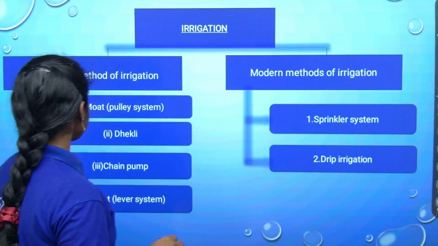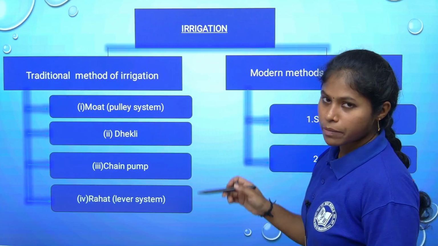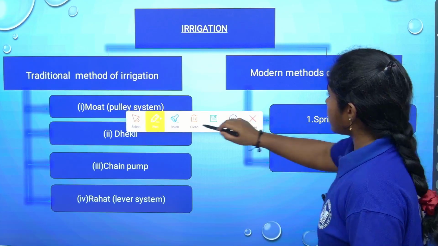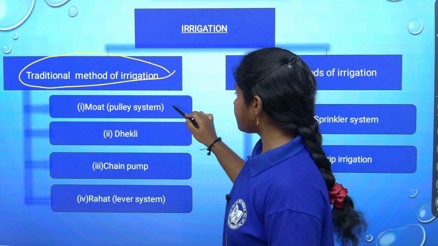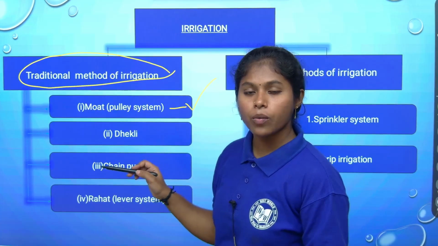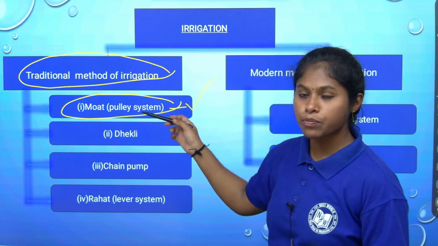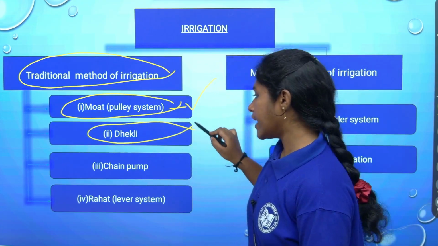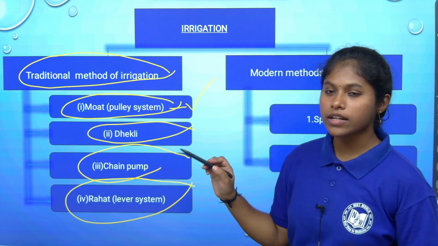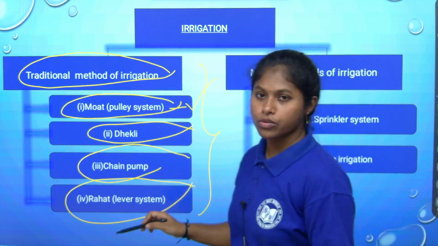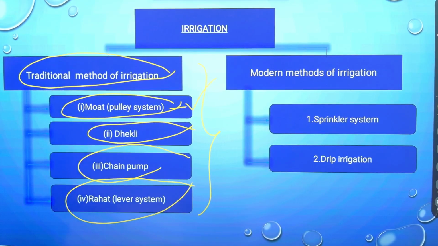See children, we discussed the modern methods, sprinkler system and drip system, right children? We did not discuss the traditional methods of irrigation in the previous class. What are the traditional methods of irrigation? They are time consuming methods children, requiring more time and also labor. The first method is moat, which is also called the pulley system, next is dhekli, next is chain pump system, and the fourth is rahat, the leveler system. Right children? These are the 4 traditional methods used for supplying of water.